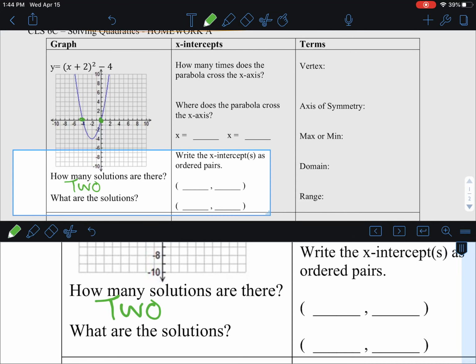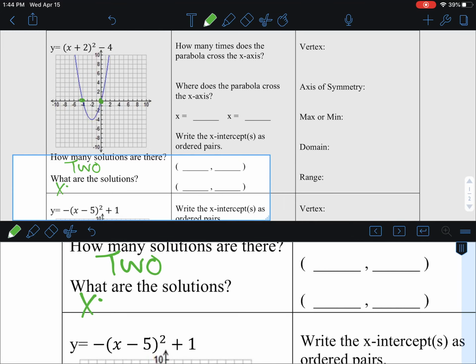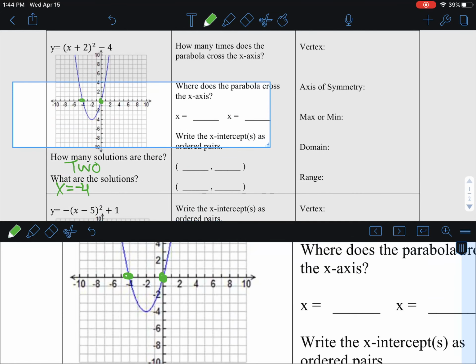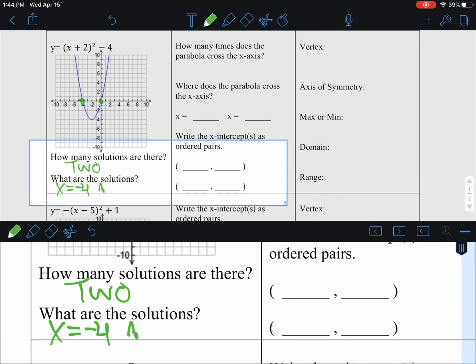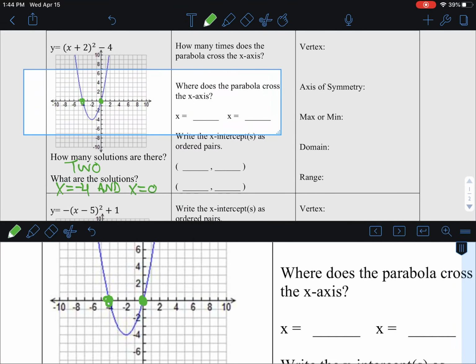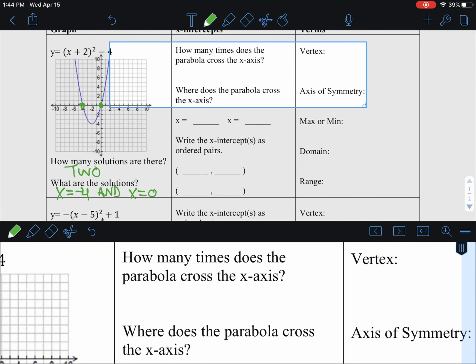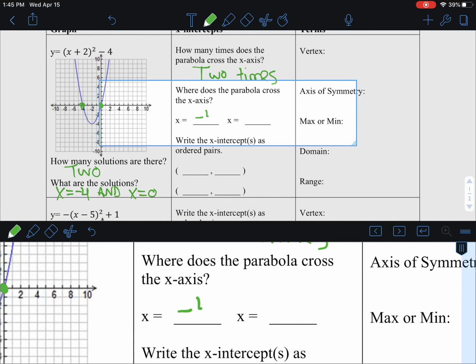What are the solutions? So the solutions in this case is x equals negative 4, because that's where it crosses the x-axis, and x equals 0, which is the other spot where it crosses. Hopefully that's pretty straightforward. How many times does the parabola cross the x-axis? In other words, how many x-intercepts are there? In this case, it crosses it 2 times. Where does it cross it? Again, it's just really repeating right here. X is negative 4, x is 0.